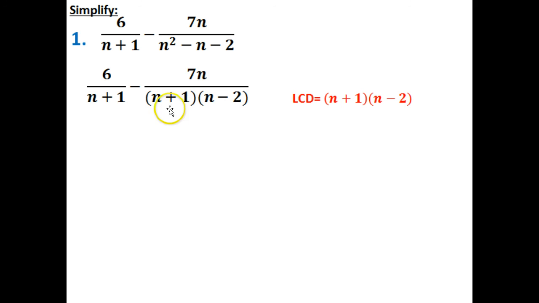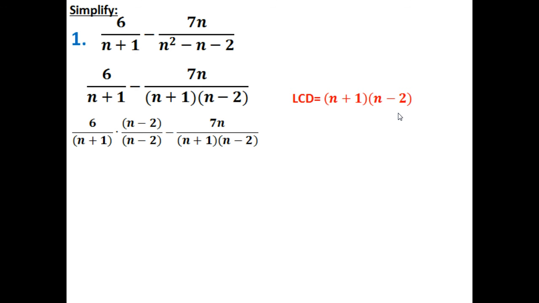On this side over here toward the right, if you will, I already have an n plus 1 and an n minus 2, so I don't need to multiply that one by anything. I mean, you could do it by 1, but anything times 1 is whatever that thing is, so it doesn't help at all. So really all I need to concentrate on is just this left-hand side. I'm going to multiply top and bottom by that n minus 2, that part that's missing.